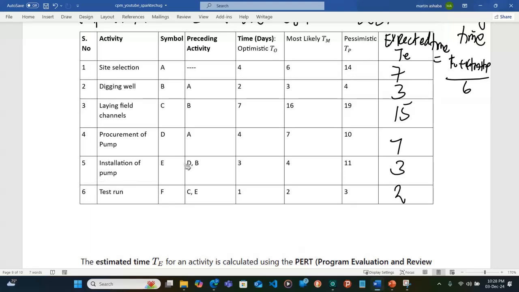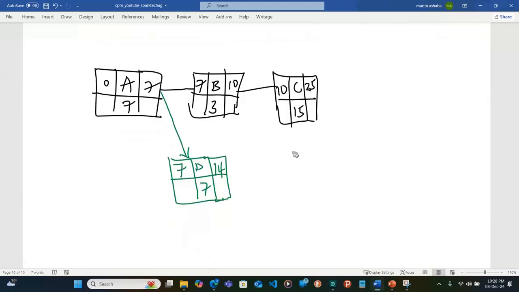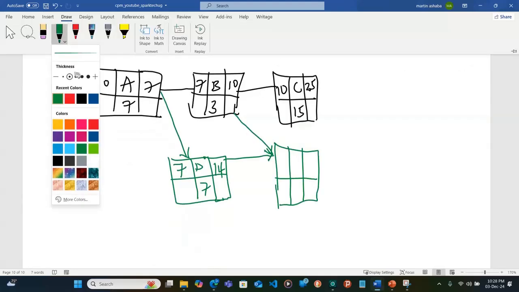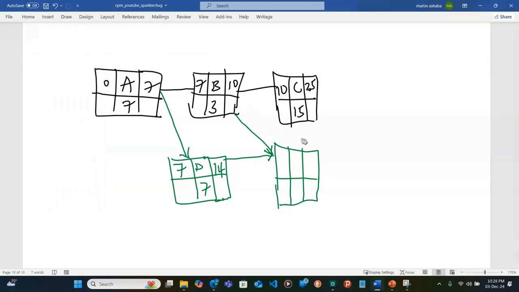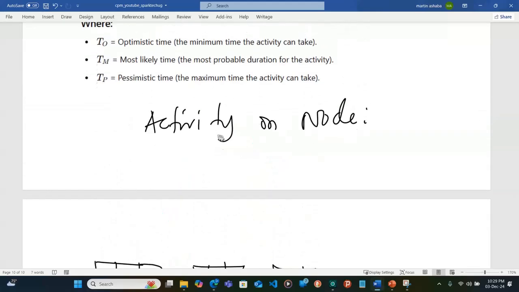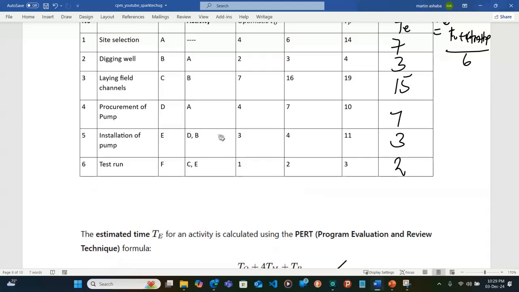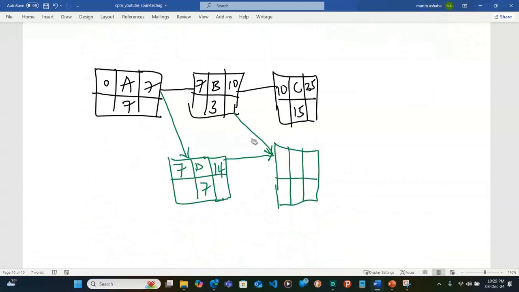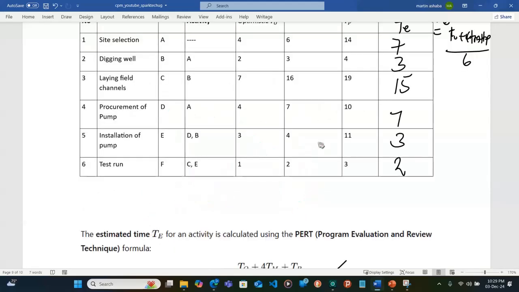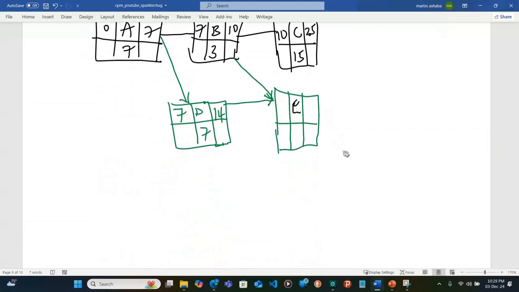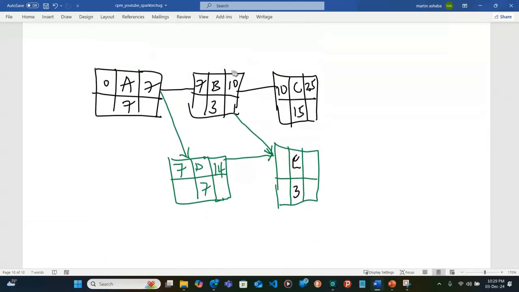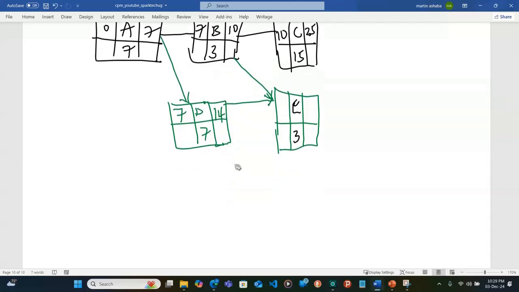So from D we go to E. From D and B, we are going to determine this. This is E and it takes 3 days. So the maximum among these ones is 14. So the earliest start time is going to be 14 days. When we add 3, we get 17.